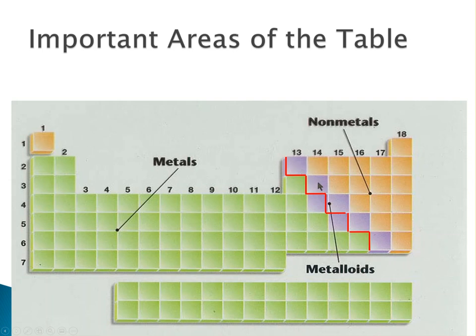Now the metalloids are shaded here in purple. There are 2 exceptions. One metal, which is called polonium, and up here in this box we have aluminum, are not metalloids even though they live on the stairs.